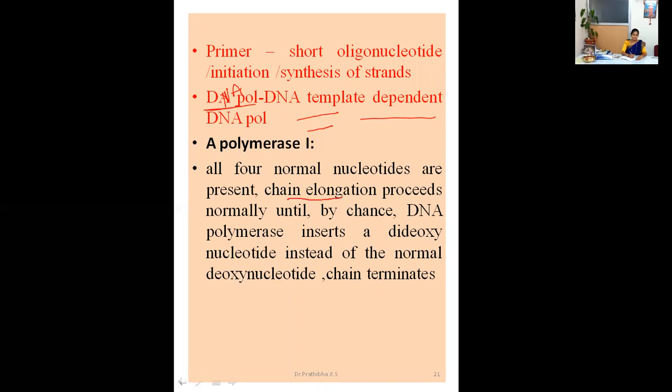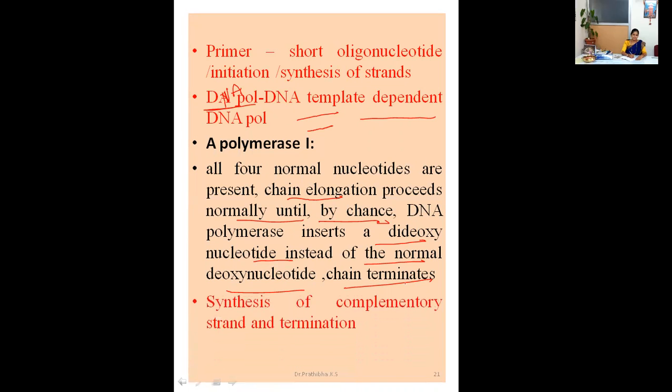Chain elongation proceeds normally when this DNA polymerase adds the natural, normal nucleotides. By chance, if this DNA polymerase inserts a dideoxynucleotide instead of a normal deoxynucleotide, the chain terminates. Further, there won't be any chain elongation, as that adds a dideoxynucleotide. So this DNA polymerase enzyme will synthesize the complementary strand and later termination will occur.